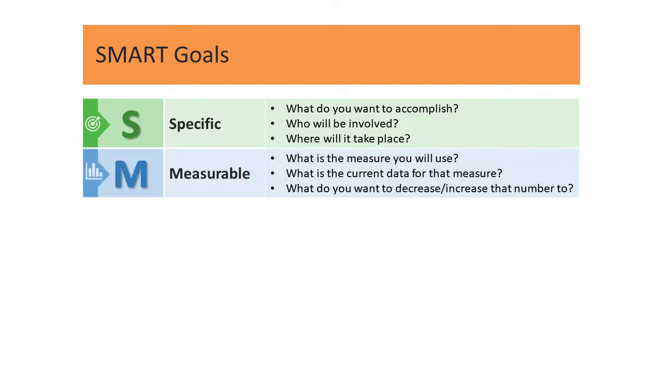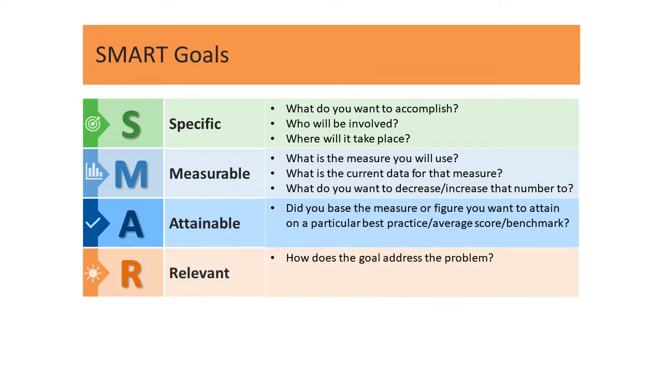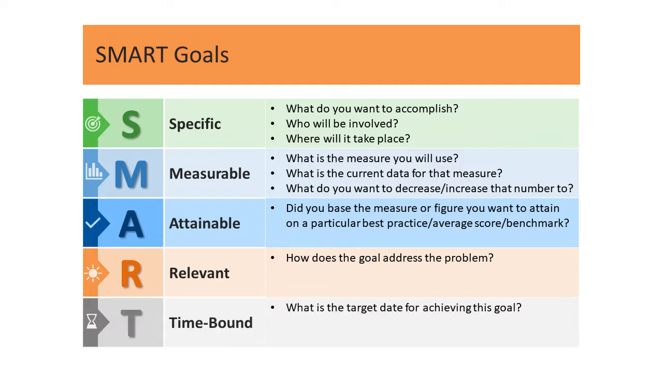M stands for measurable. How are you measuring improvement? What is the current data and what do you want to decrease or increase that number to? A stands for attainable. Did you base the measure or figure you want to attain on a particular best practice or average score or benchmark? R stands for relevant. How does the goal address the problem? And lastly, T stands for time bound. This is so important. What is the target date for achieving the goal?